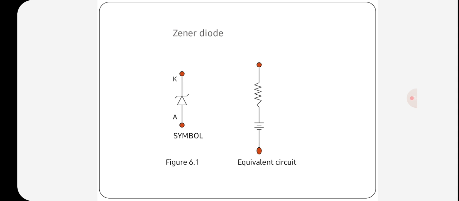Zener diodes are the basic building blocks of electronic circuits. They are widely used in all kinds of electronic equipment. Zener diodes are mainly used to protect electronic circuits from over voltage. A Zener diode is a special type of device designed to operate in the Zener breakdown region.